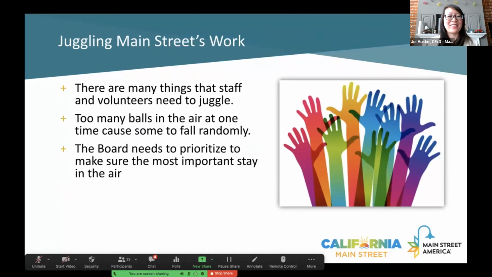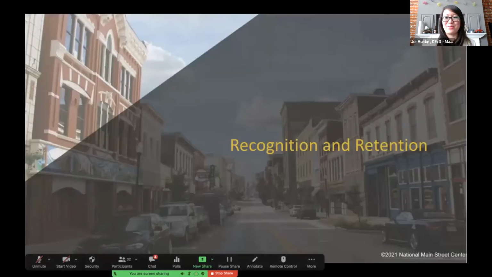I think it's important to also have a network of support and to meet each other, so that you as board members and directors can also understand and learn from each other how to prioritize and make sure that the most important balls are the ones that are staying in the air. And it's okay if one of them falls randomly, because there are a lot of things that are happening. But how do we really work to prioritize and make sure that we're always looking at our mission, our vision, our transformation strategy, and that all of the work that we're doing aligns with that effort.